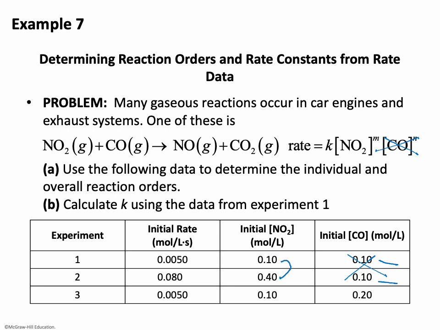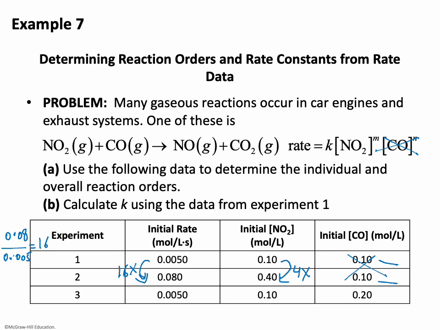What happened to NO2 concentration? 0.1 to 0.4, 4 times. What happened to the rate? 0.005 to 0.08. If you can't do this in your head, that's totally okay. Use a calculator. 0.08 divided by 0.005. Plug this into your calculator and you can solve this. If you plug this in the calculator, you will see this comes out to 16. So this became 16 times.